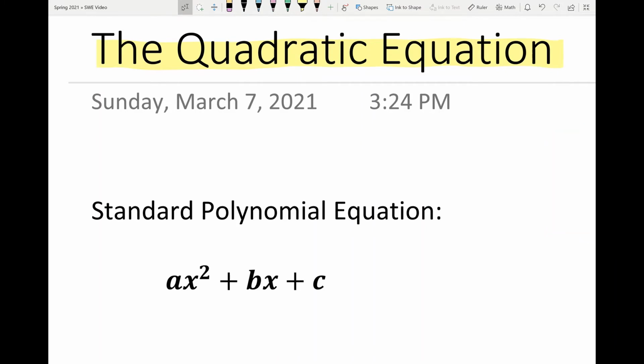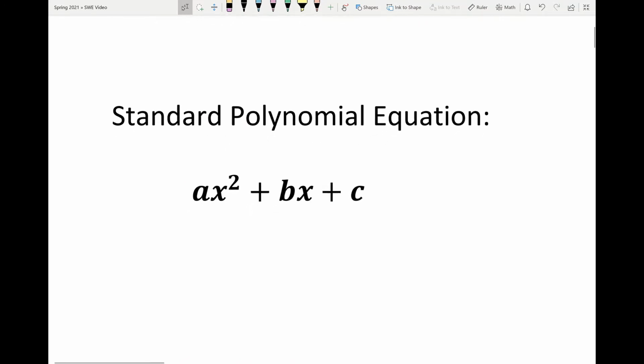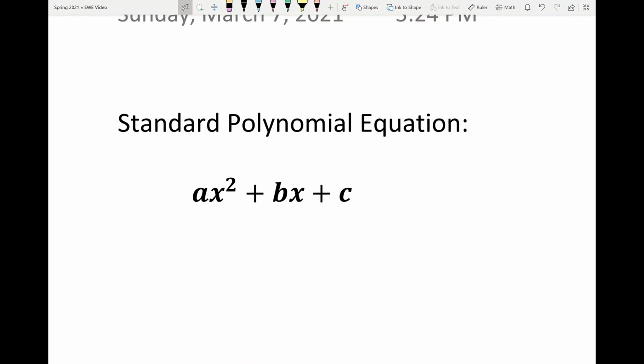So what we see right here is the standard polynomial equation that we all know, ax squared plus bx plus c, the a, b, and c being the coefficients.